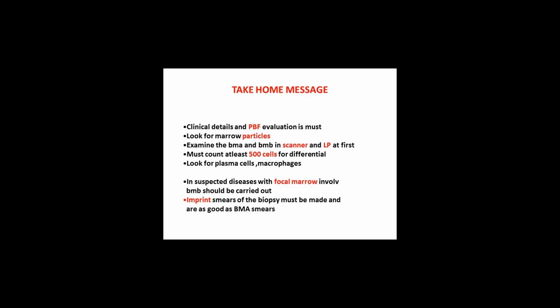Always look for marrow particles, and on the trail of the marrow particles, you should start counting. Start looking from the scanner so that you can get a whole view, the cellularity, the distribution of cells, presence of megakaryocytes, and other things. Always do a 500 cell differential. Look out for other cells, that is the plasma cells and macrophages in normal marrow also, because that will help you in honing your skills to identify them when you need to.